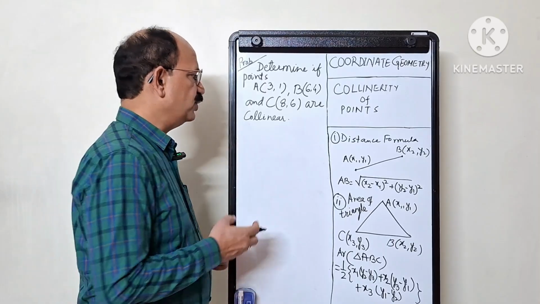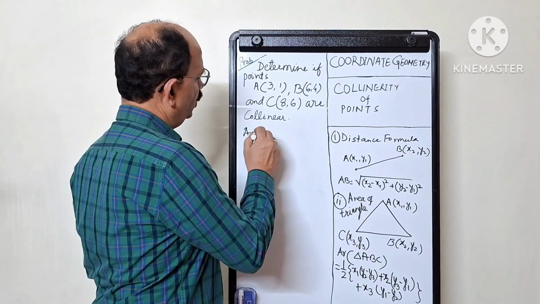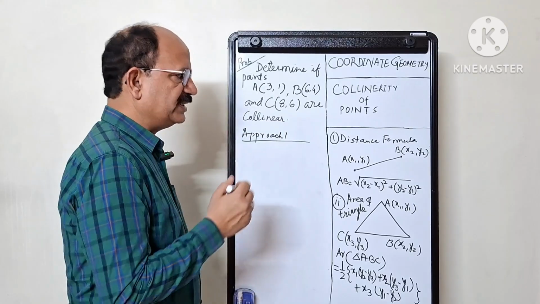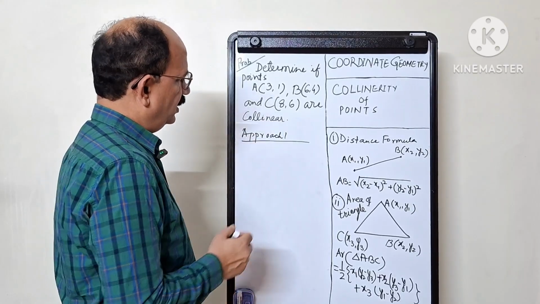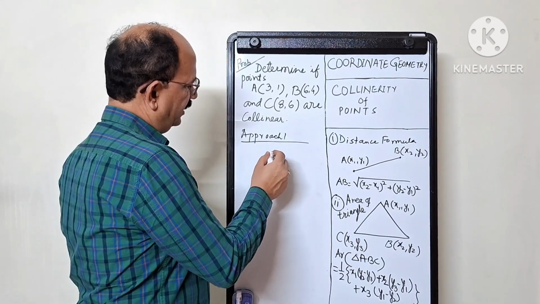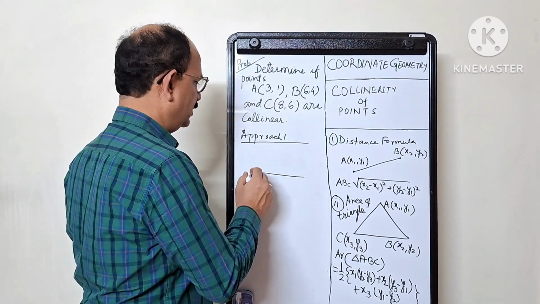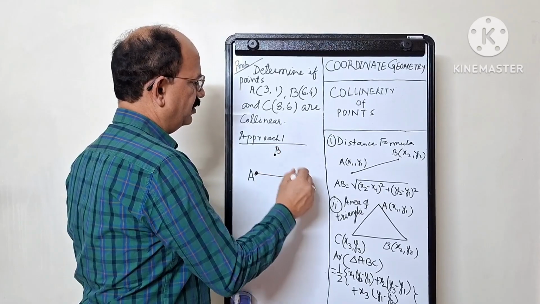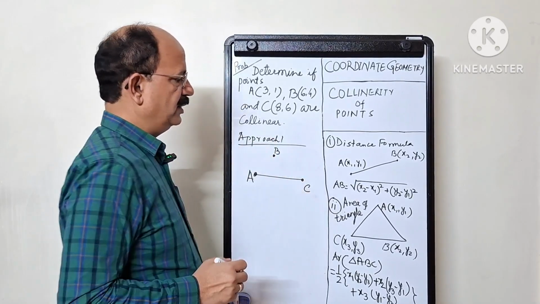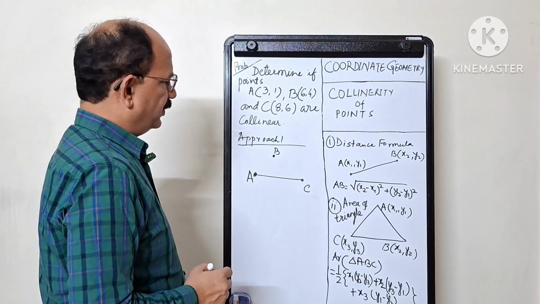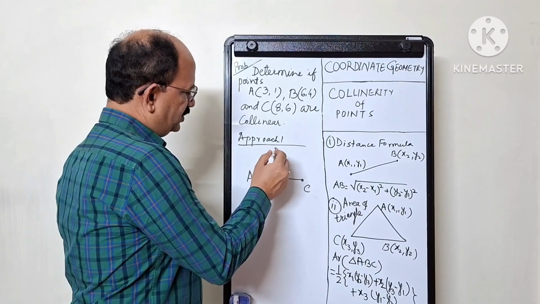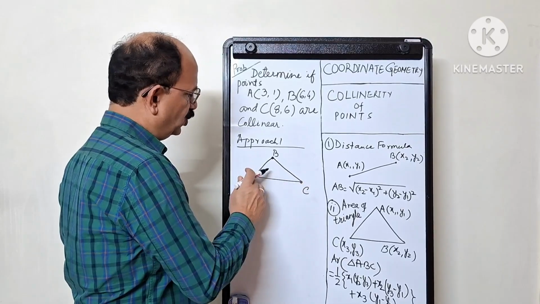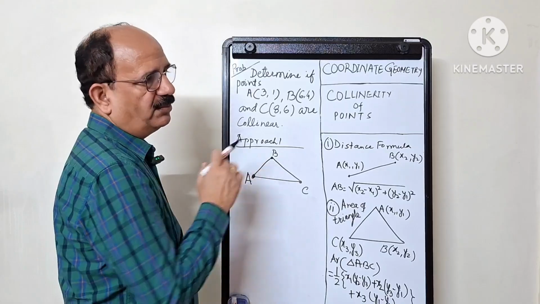Let's talk about the first approach. Approach 1, using the distance formula. Let's look at 3 points. Suppose there is a point A, there is a point B, there is a point C. Now, if these 3 points are not collinear and you just connect these 3 points, then they form a triangle.